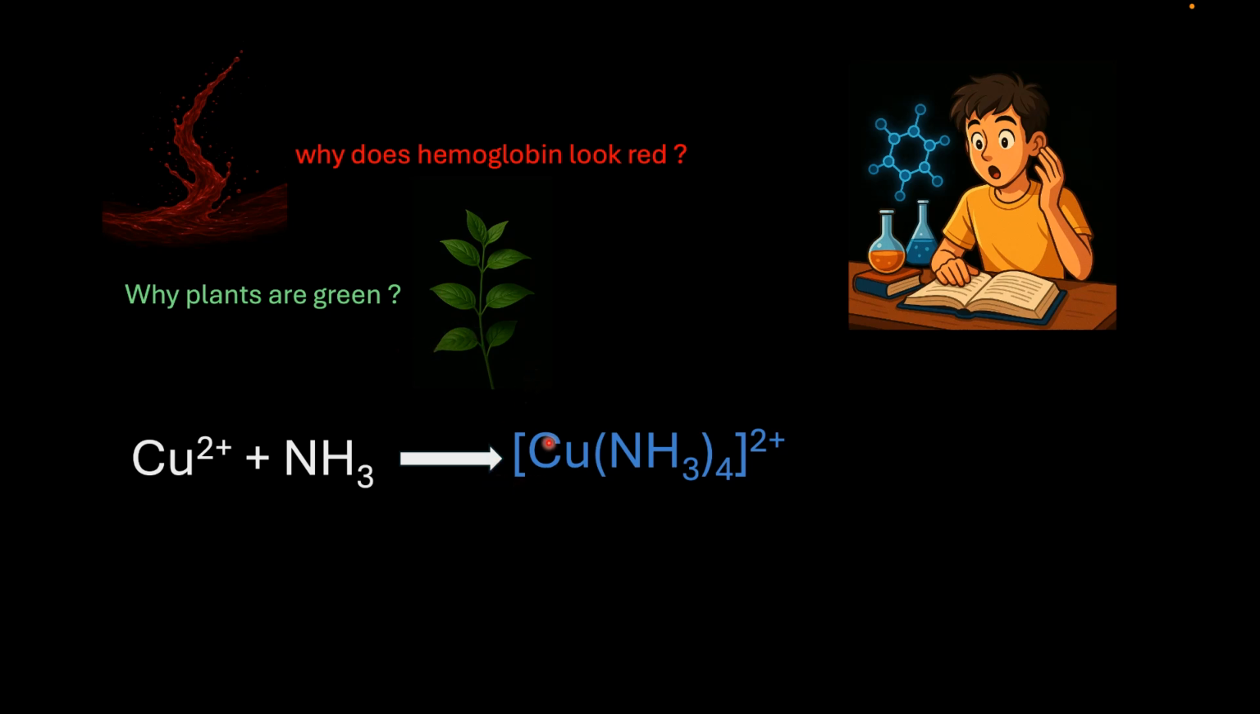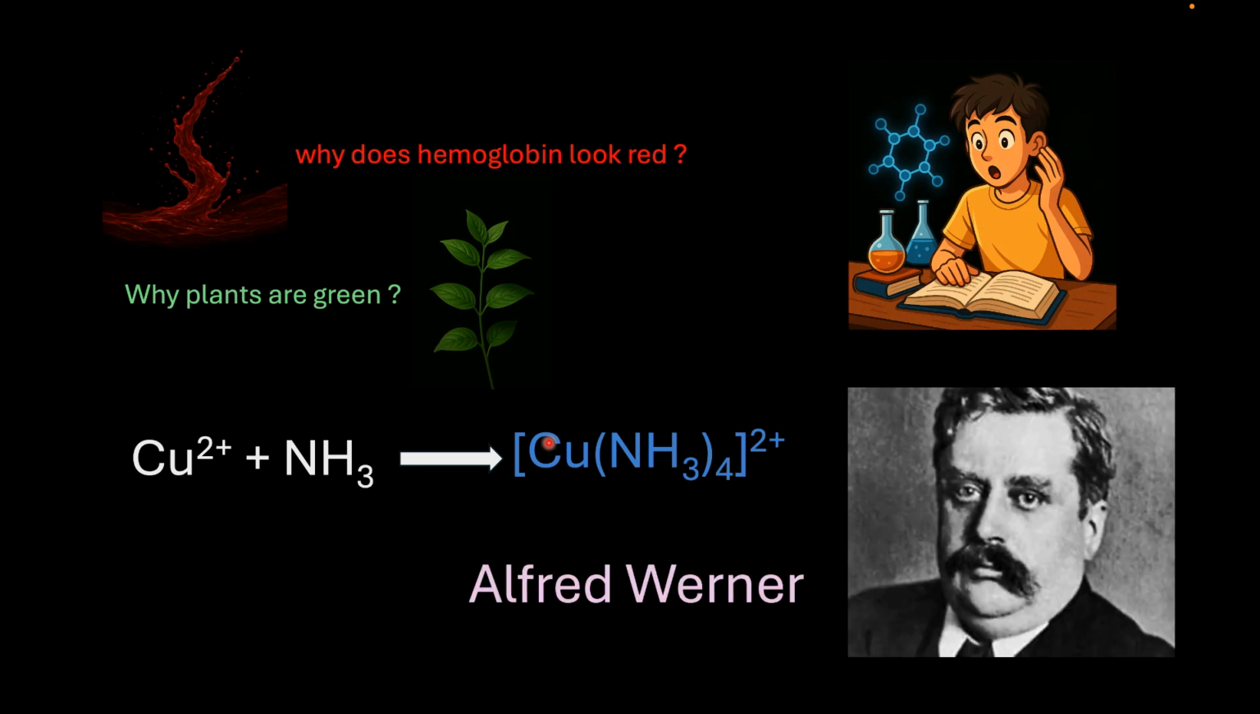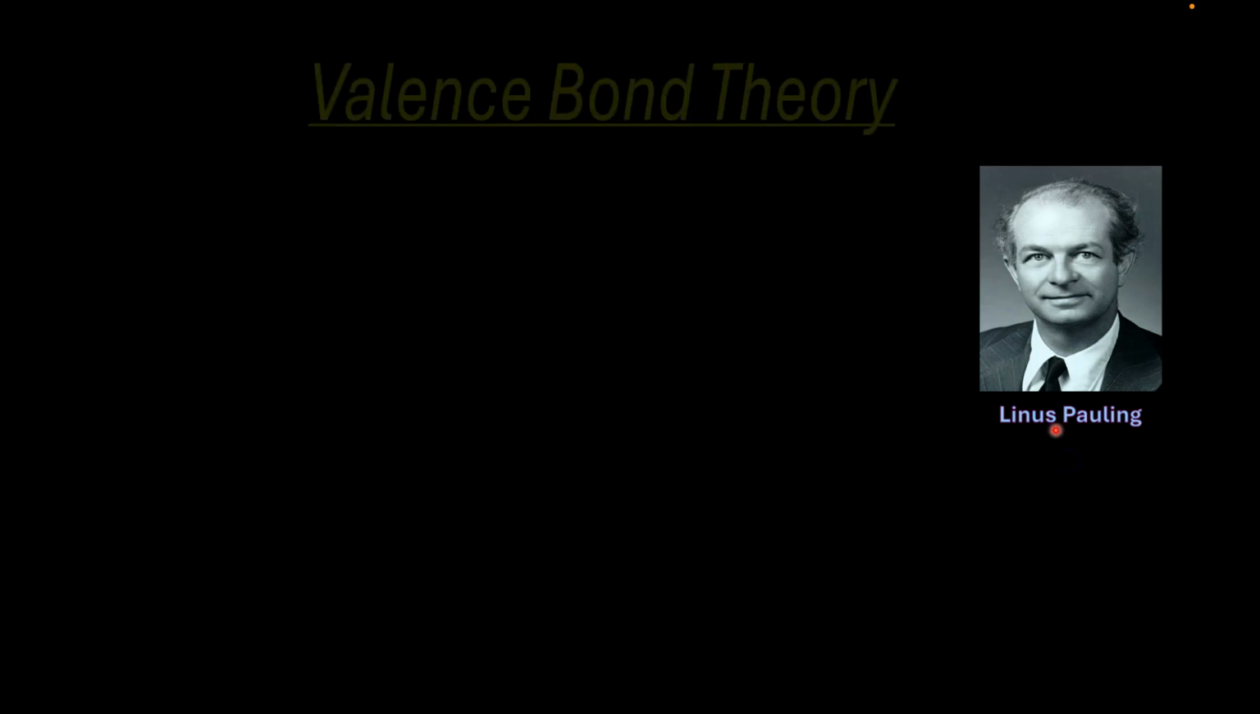The study of bonding in coordination compounds started with Alfred Werner. Werner had already explained the coordination number and structures of the complexes, but his theory could not explain how metals bond with ligands at the orbital level, or why these complexes show such interesting properties. That's where another scientist named Linus Pauling came, and he gave Valence Bond Theory.